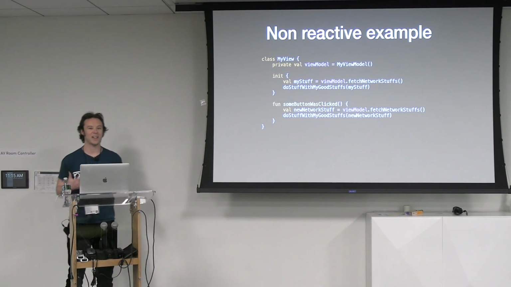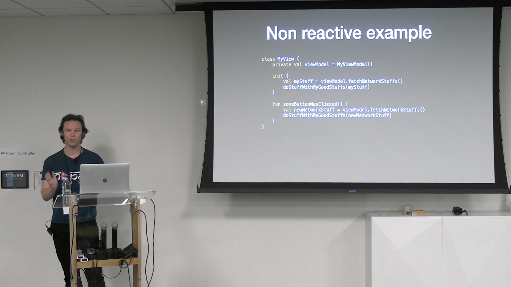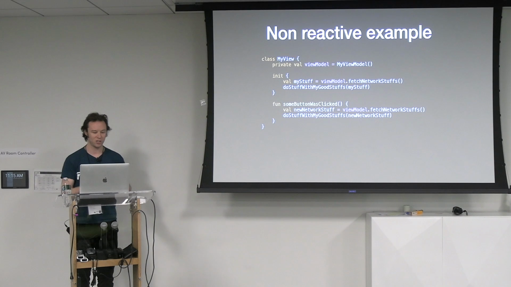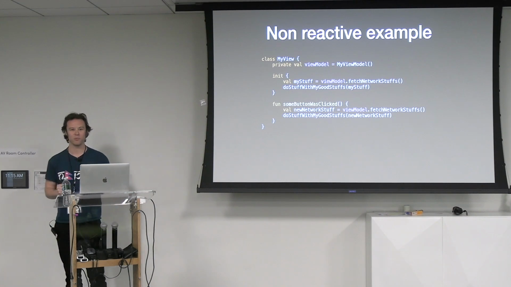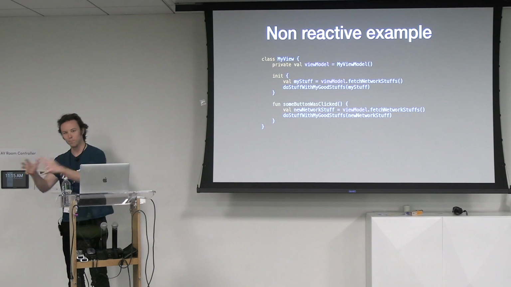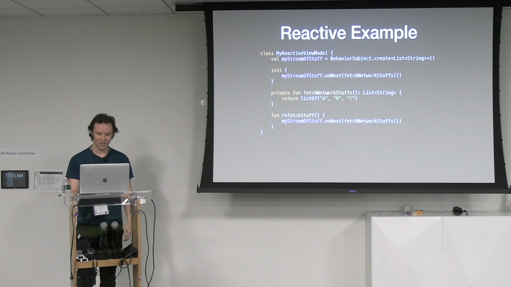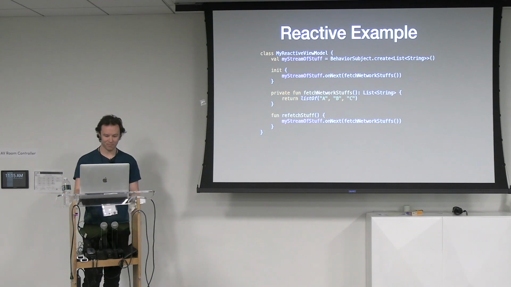So this is a non-reactive example. Another fundamental part of reactive programming is this push-don't-pull mentality. And you'll see from this code that we're really pulling from the ViewModel. Whenever this view needs something of interest from the ViewModel, it's pulling it at the point that it needs it. So now we can look at a slightly more reactive example.